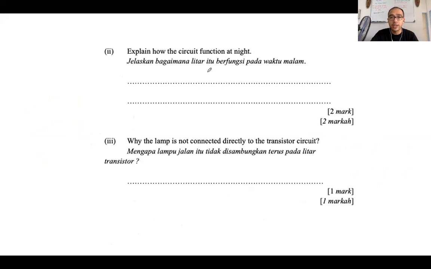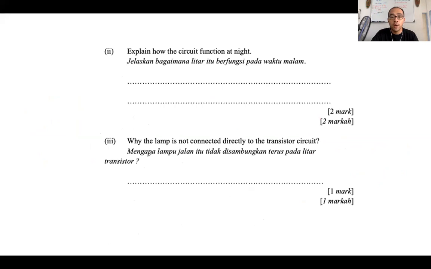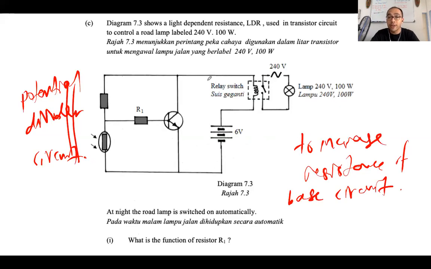Explain how the circuit functions at night. This one, you have done this. At night, this is high resistance, so high resistance, transistor switches on, and so on. Ini kamu sudah belajar. Now, why is the lamp not connected directly to the transistor circuit? So why is there a relay switch?